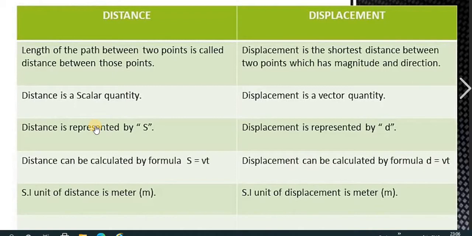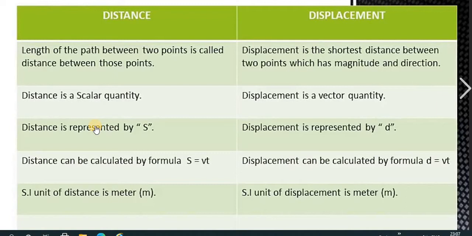So the difference between distance and displacement, as I told you: the length of the path between 2 points is called the distance between those points. Whereas displacement means the shortest pathway or shortest distance between the 2 points, which has magnitude as well as direction.